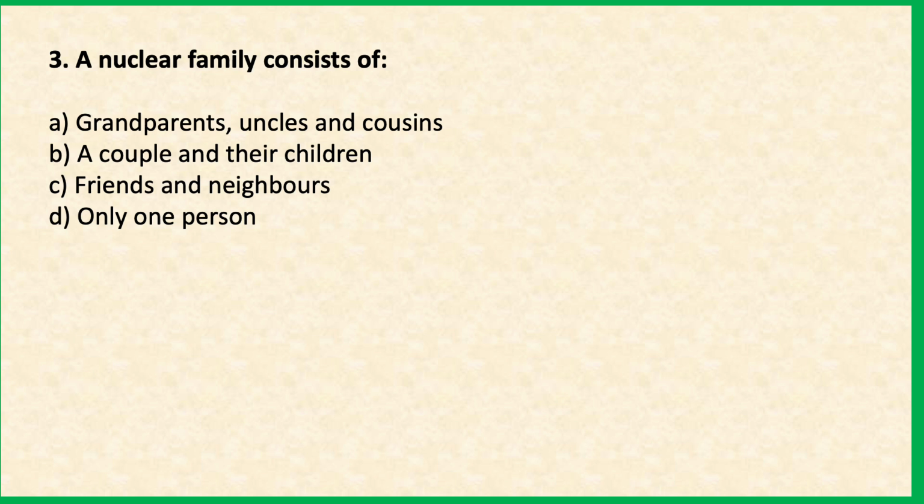A nuclear family consists of. Options are grandparents, uncles and cousins, a couple and their children, friends and neighbors, only one person. Which is the correct answer? A couple and their children. A nuclear family is limited to a couple and their children and sometimes one parent and children.